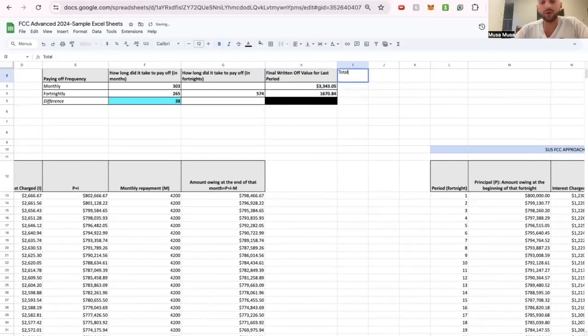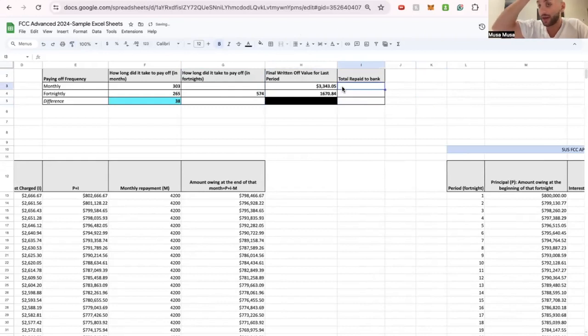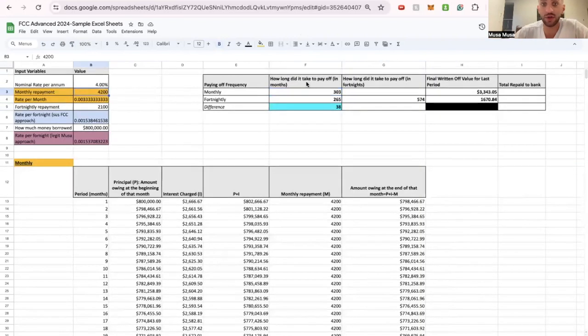So what I want to do is I want to find the total repaid to the bank in different cases. Okay, so let's add another one to there. Total repaid to the bank in the different cases. Well, how much did I repay to the bank if I paid it off monthly? You wouldn't say 303 because I paid for 303 months. You wouldn't say 303 times my monthly repayment of 4,200 because the 303rd month, we didn't pay off 4,200. We only paid that much.